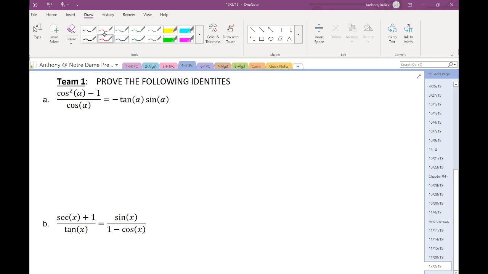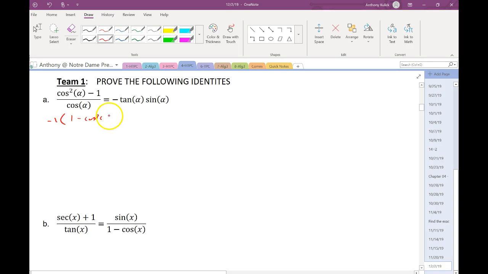Hopefully the thing that catches your eye on the left-hand side is the numerator. It looks almost like P1, right? But P1 is 1 minus cosine squared. This is cosine squared minus 1. That's not exactly the same. Can we make it exactly the same? Yes. What do we need to do? We can factor out a negative 1. So that's going to make the cosine squared negative and this 1 positive. I'm going to write it that way.